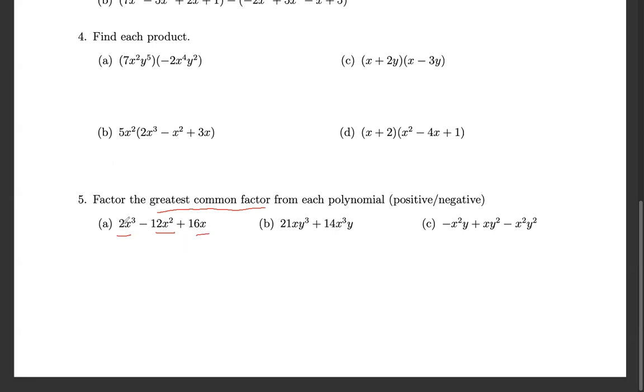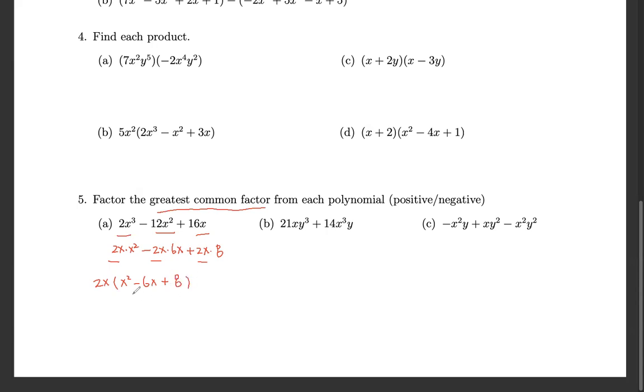So we see 2x is a common factor, right? Because this is 2x times x squared. And this one can be thought of as 2x times 6x. And this one is 2x times 8. So we see 2x is the greatest common factor. So we factor out 2x. The first one we are left with x squared. Second one we are left with negative 6x. And third one we are left with 8.